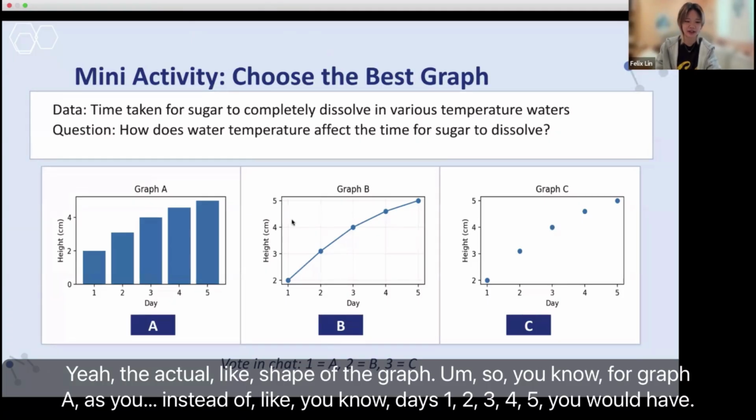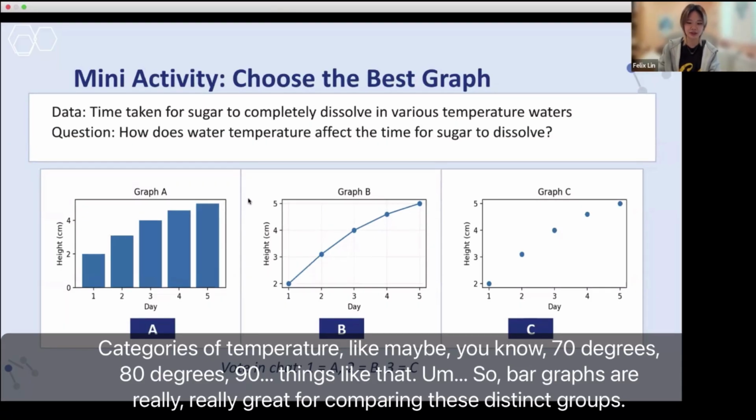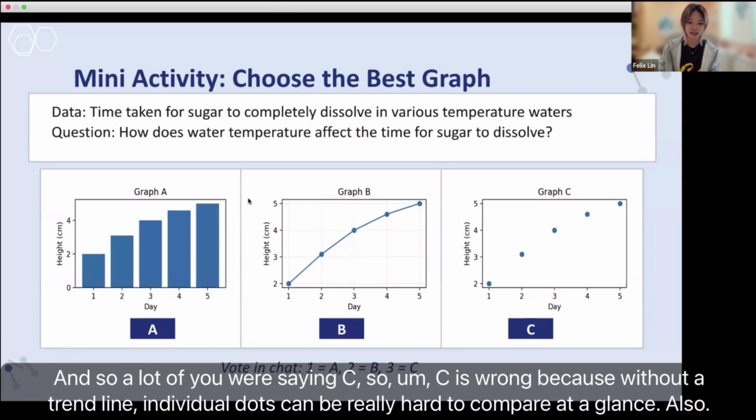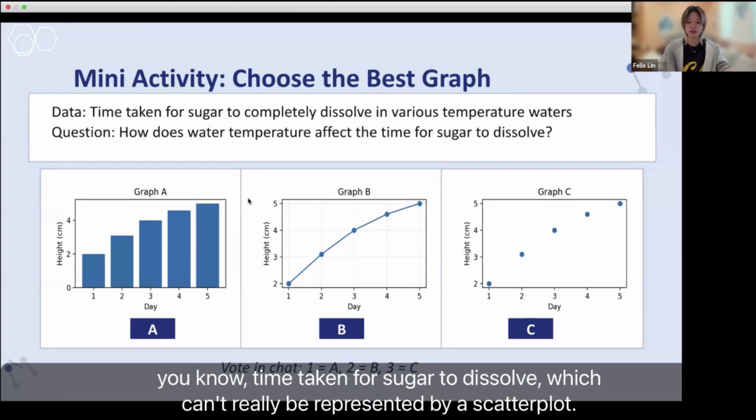So for graph A, instead of days 1, 2, 3, 4, 5, you would have categories of temperature, like maybe 70 degrees, 80 degrees, 90, things like that. So bar graphs are really great for comparing these distinct groups. And a lot of you were saying C. C is wrong because without a trend line, individual dots can be harder to compare at a glance. Also, you're not comparing a trend of growth here. You're taking the time taken for sugar to dissolve, which can't really be represented by a scatter plot.